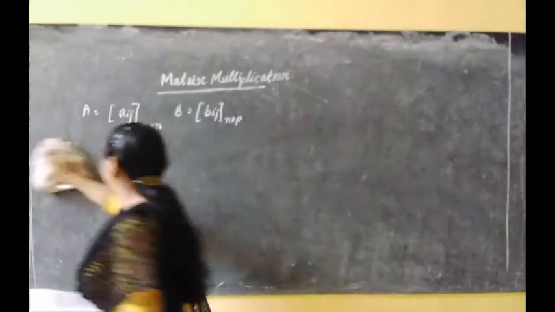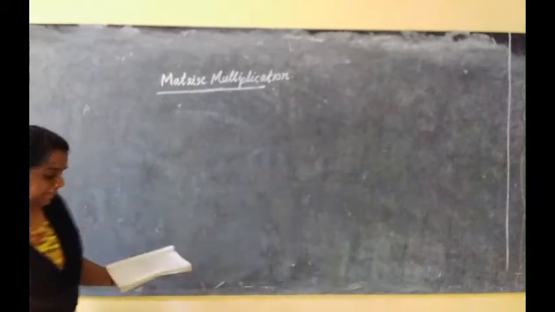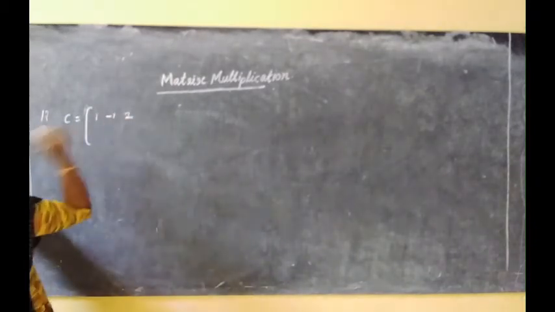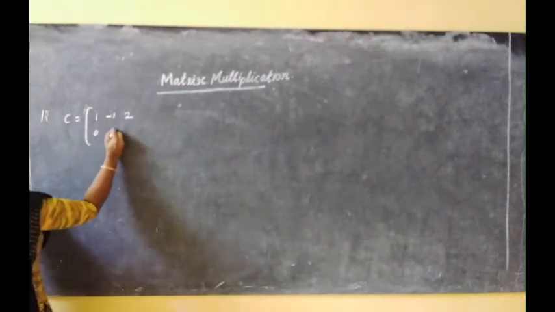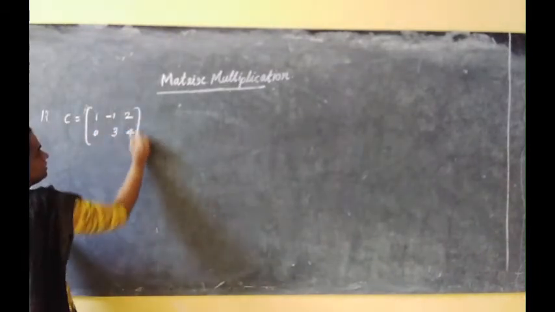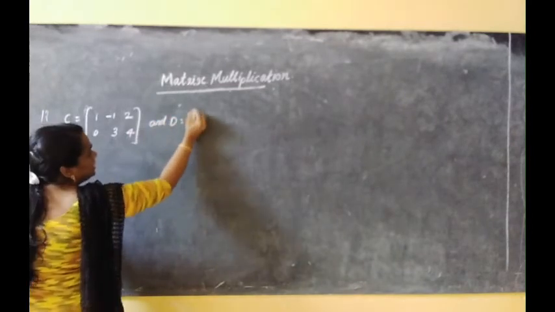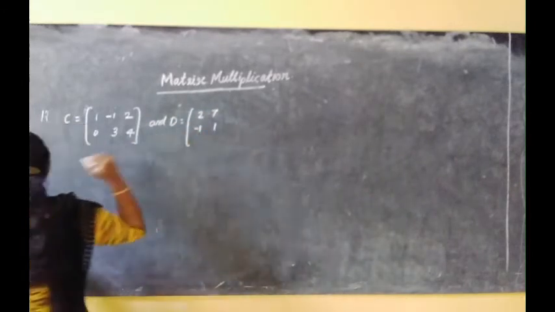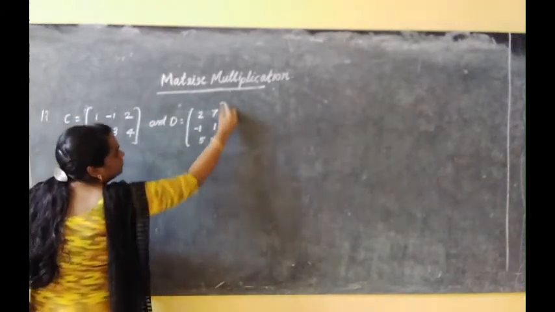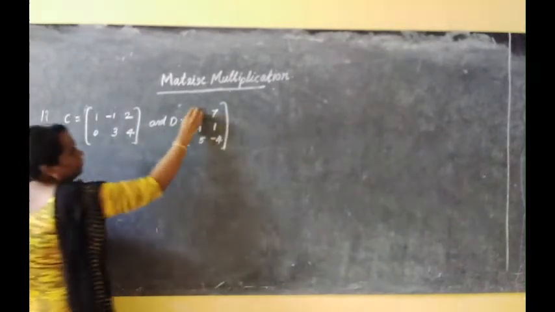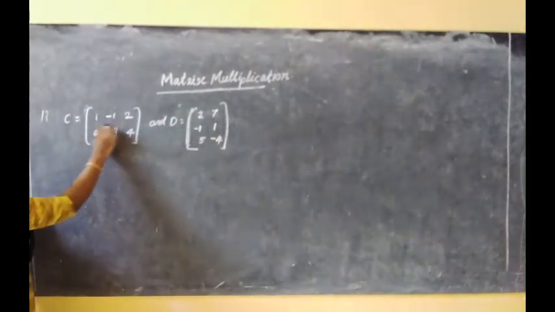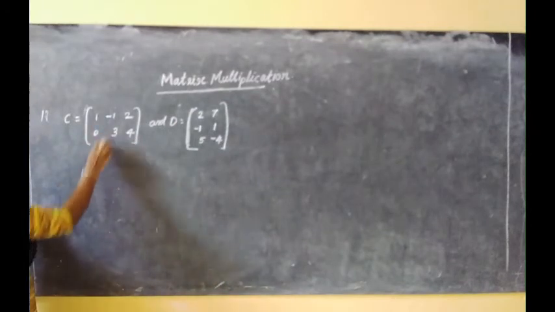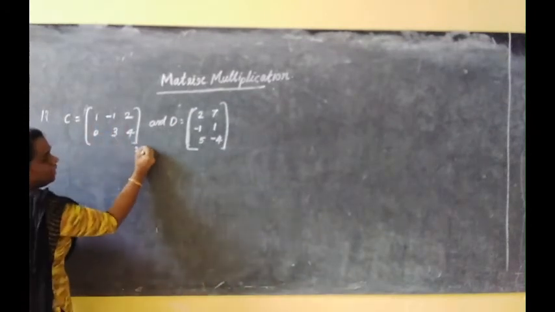So let us study the matrix multiplication. Let us consider two matrices. Matrix C is equal to the first row 1, minus 1, 2, and the second row 0, 3, 4, and another matrix D is equal to 2, 7, minus 1, 1, 5, minus 1. See, what is the order of the first matrix? Number of rows? 2 rows. And columns 1, 2, 3. Then this matrix is of order 2 by 3.